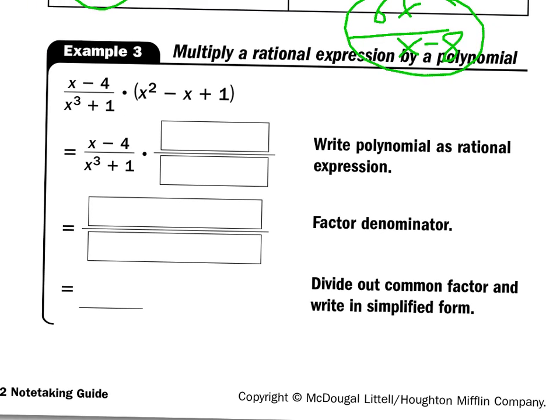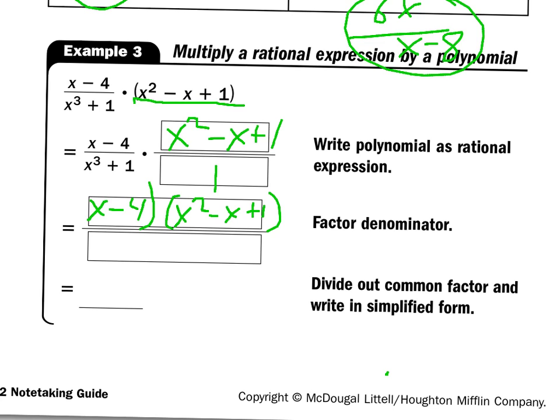Let's take a look at example 3. In example 3 here, when I'm working on this, you see they have this x squared minus x plus 1. That kind of looks funky a little bit, but I'm gonna make it a fraction. So right away I'm gonna make it x squared minus x plus 1 over 1. Remember, all numbers are fractions. You just put them over 1. That means that I have the top x minus 4 times x squared minus x plus 1.